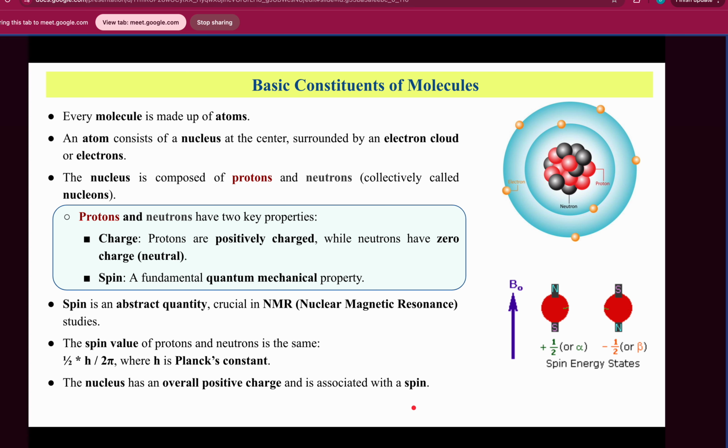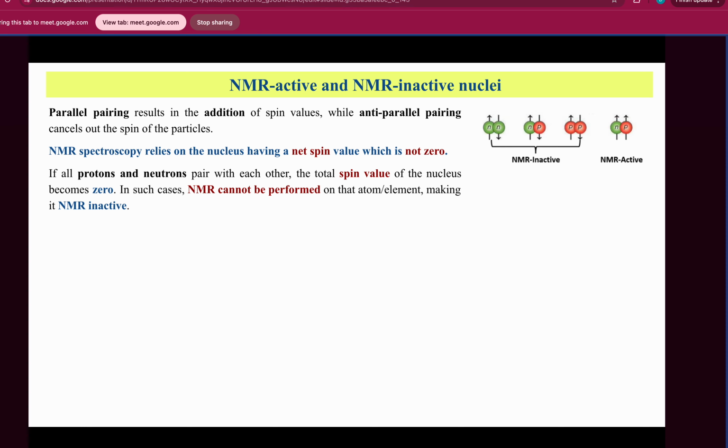So from this slide, you have to understand that the nucleon, which is proton and neutron, they have some spin and they have some charge. And this NMR is completely based on the charge and spin of those protons. So this is what we will explore in NMR. Whereas the electrons, they are also negatively charged and they also have some spin, but they rotate on their own axis, so both are having spin.